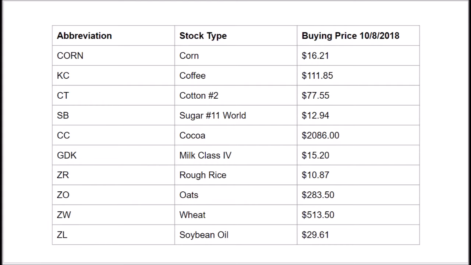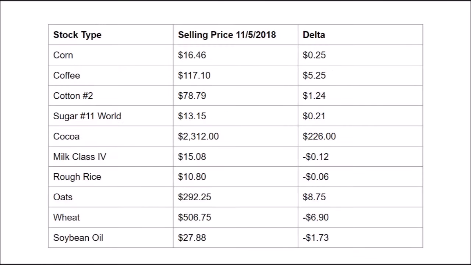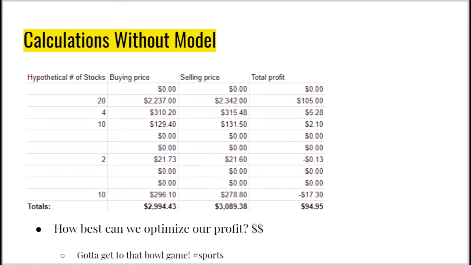On the next slide, you can see the buying prices for all of the stocks summarized into the table. And on this slide, you can see the selling price of the stocks also summarized in a nice table. We also included the deltas of each of the stock prices so you can see how much they change, whether positive or negative.